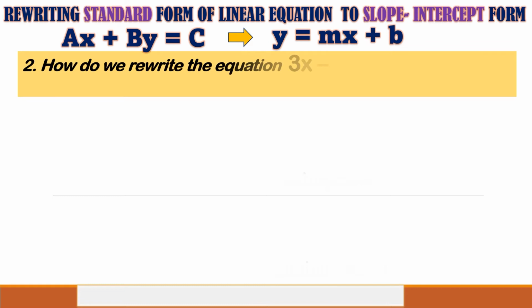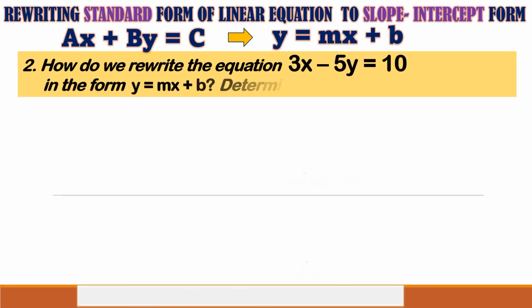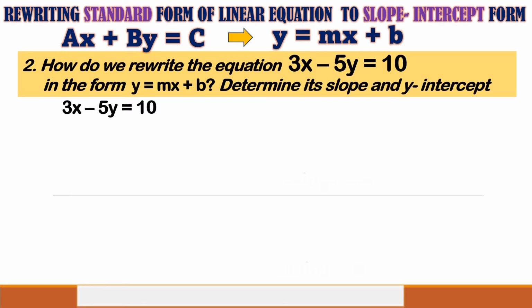Example number 2. How do we rewrite the equation 3x minus 5y equals 10 in the form y equals mx plus b? Determine its slope and y-intercept. So first step, we have the given linear equation 3x minus 5y equals 10.